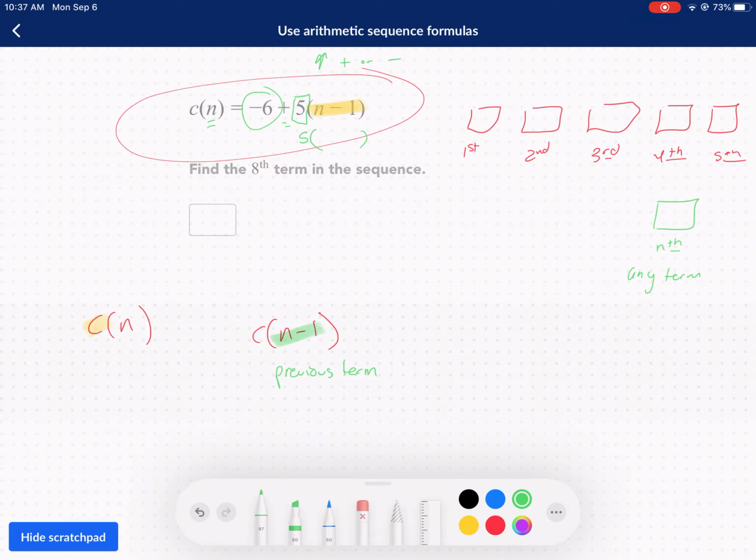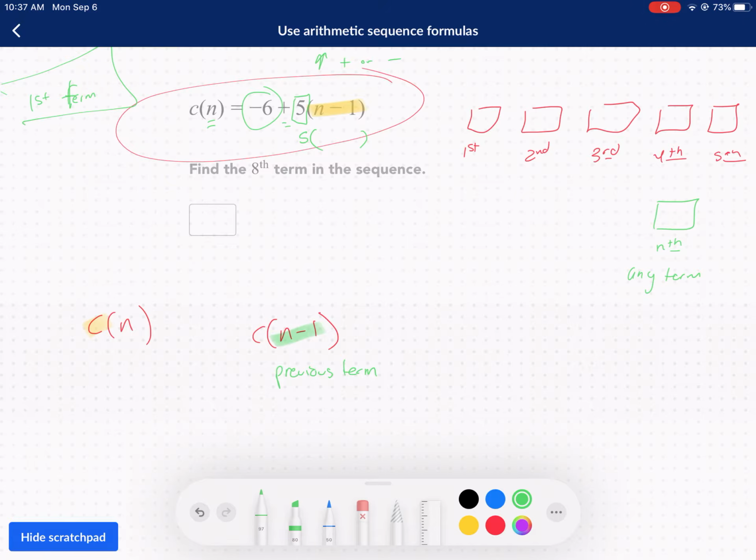Okay, so what are we going to do here? Well, we can go ahead and plug in some numbers. Okay, it doesn't give us the first term. Usually it will tell us what the first term is. But in this case, I think we're just going to input it into our system here, and it will tell us what our 8th term is going to be.